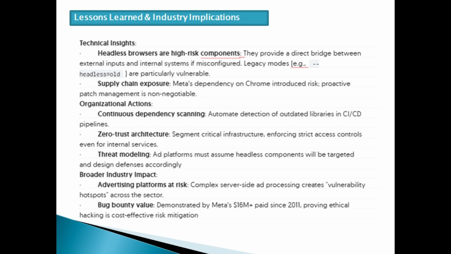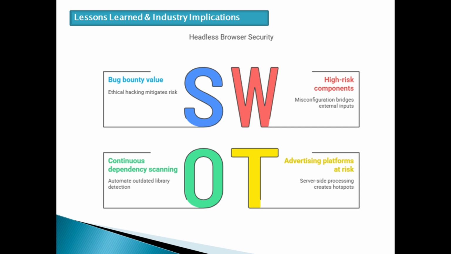Supply chain exposure: Meta's dependency on Chrome introduced risk. Proactive patch management is non negotiable. Organizational actions: continuous dependency scanning, automate detection of outdated libraries in CI/CD pipelines.